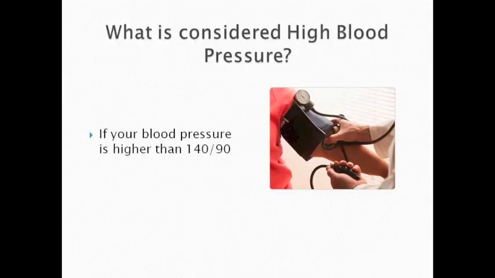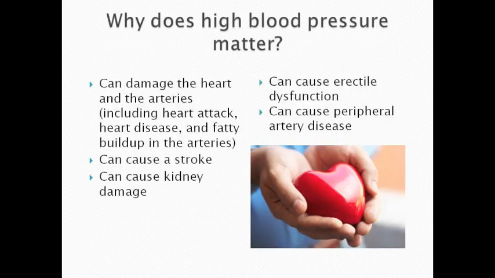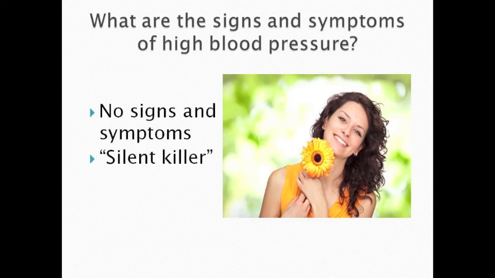What is considered high blood pressure? If your blood pressure is higher than 140/90. Why does high blood pressure matter? It can damage the heart and the arteries, including heart attack, heart disease, and fatty buildup in the arteries. It can cause a stroke. It can cause kidney damage. It can cause erectile dysfunction, and it can cause peripheral artery disease. What are the signs and symptoms of high blood pressure? No signs and symptoms. That is why it is often called the silent killer.